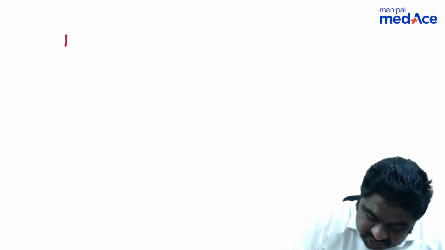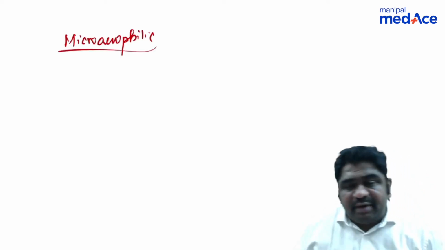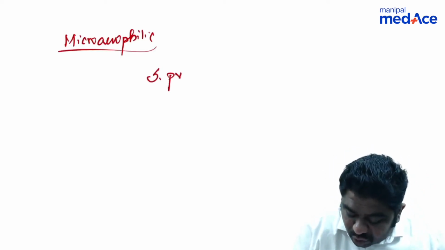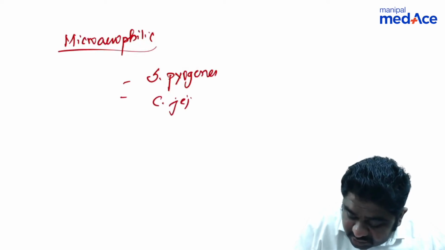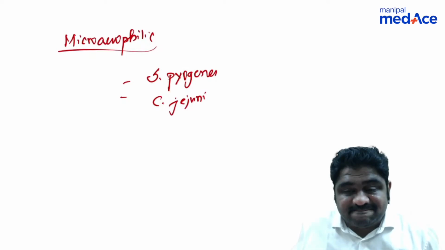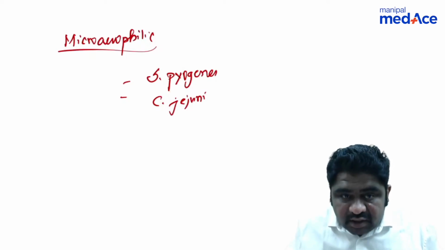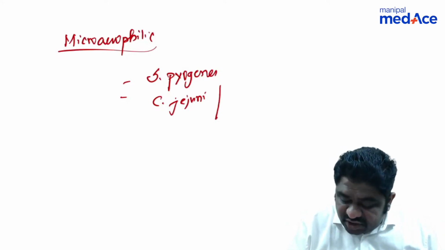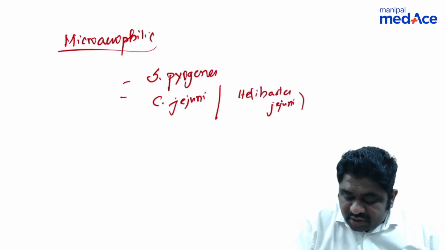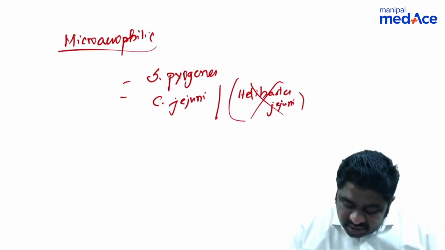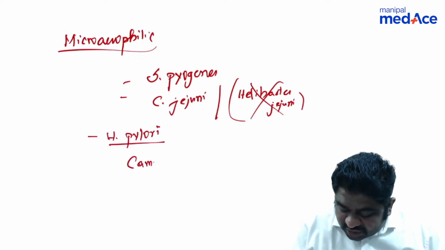Who are the microaerophilic organisms? Can you name the microaerophilic organisms? The best example will be Streptococcus pyogenes and most of the streptococci. Also, Campylobacter jejuni. Who is the brother of Campylobacter who's very famous for attacking your stomach? Campylobacter jejuni was initially referred to as Helicobacter jejuni. But some authors say this is not how it has originated. In fact, H. pylori is an organism that was initially referred to as Campylobacter pylori.